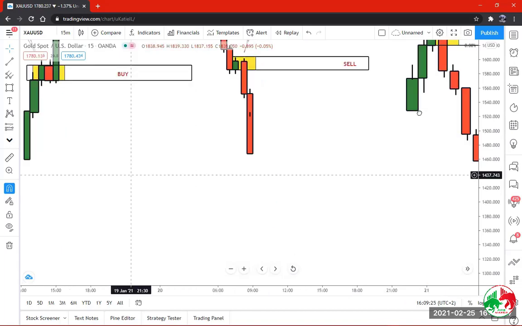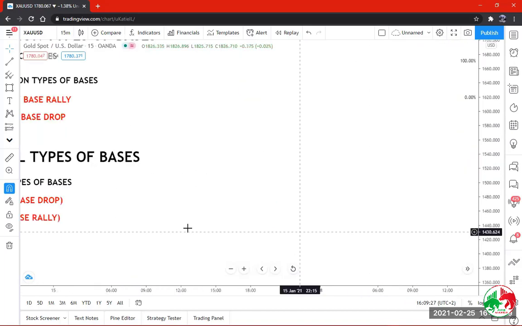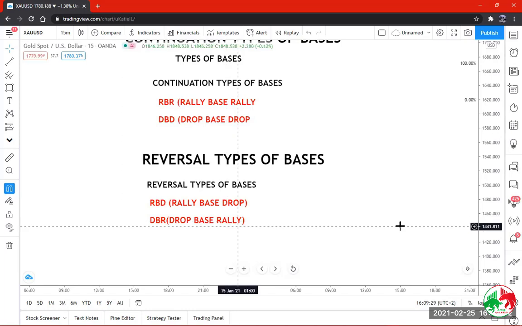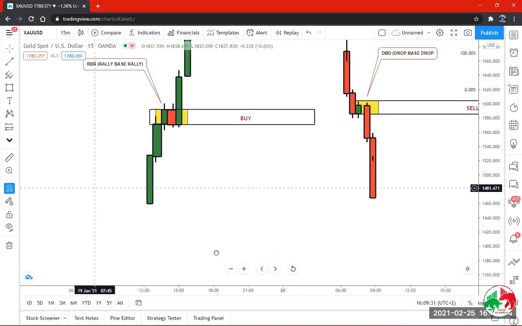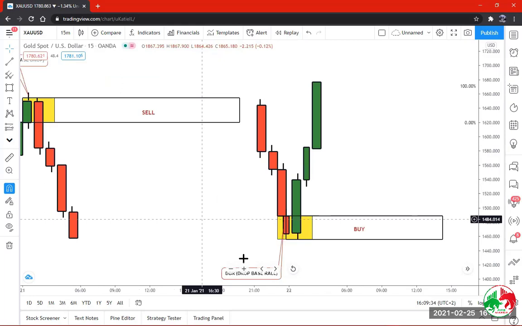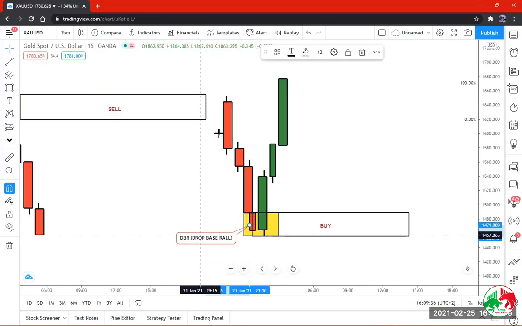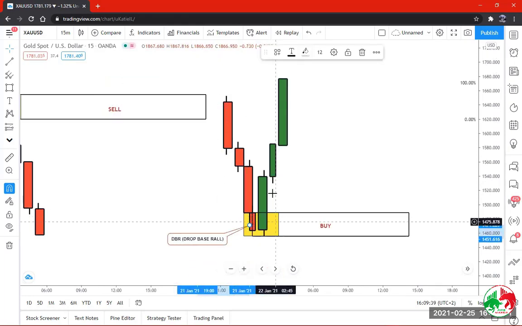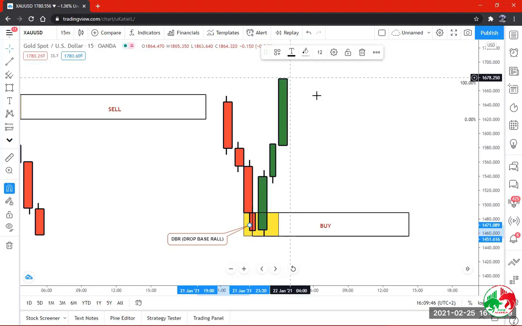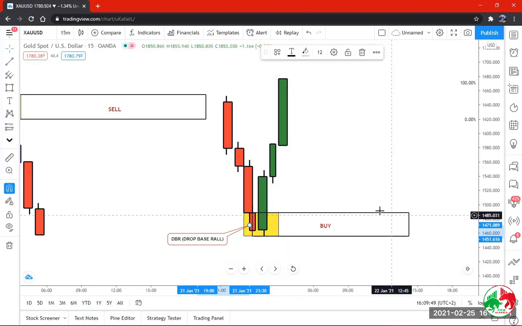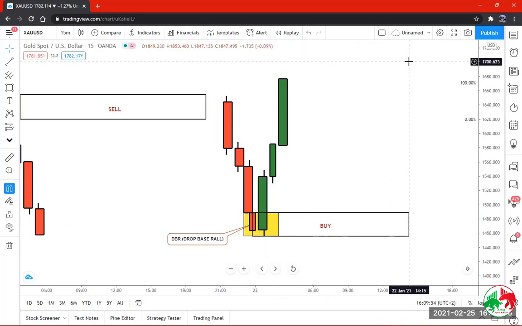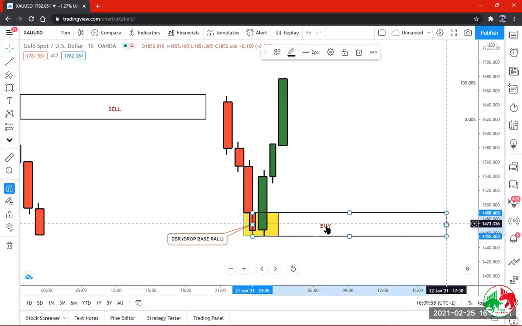Then the second one is our drop base rally. Here's an example of a drop base rally. We have our drop, then we have our base, then we have our rally. What we look for is price to come back and revisit this level before shooting up again, continuing up. So is everything clear so far?